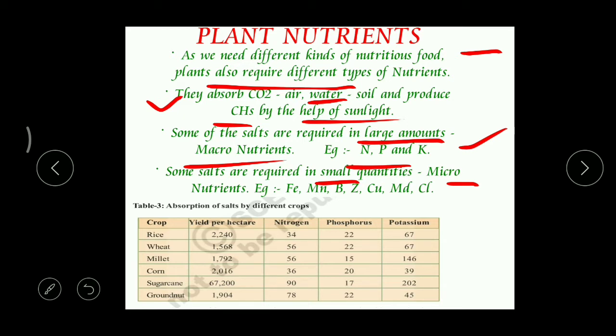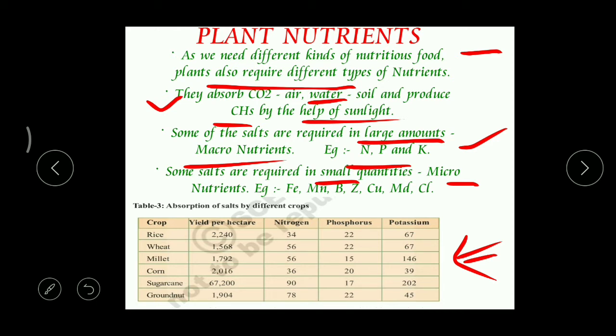Fe means iron, then manganese, boron, zinc, copper, molybdenum, chlorine, like this. So these are the two types of nutrients needed by the plants: macro and micro. Correct. So here, clearly observe this table. If you carefully observe this table, you get some information.